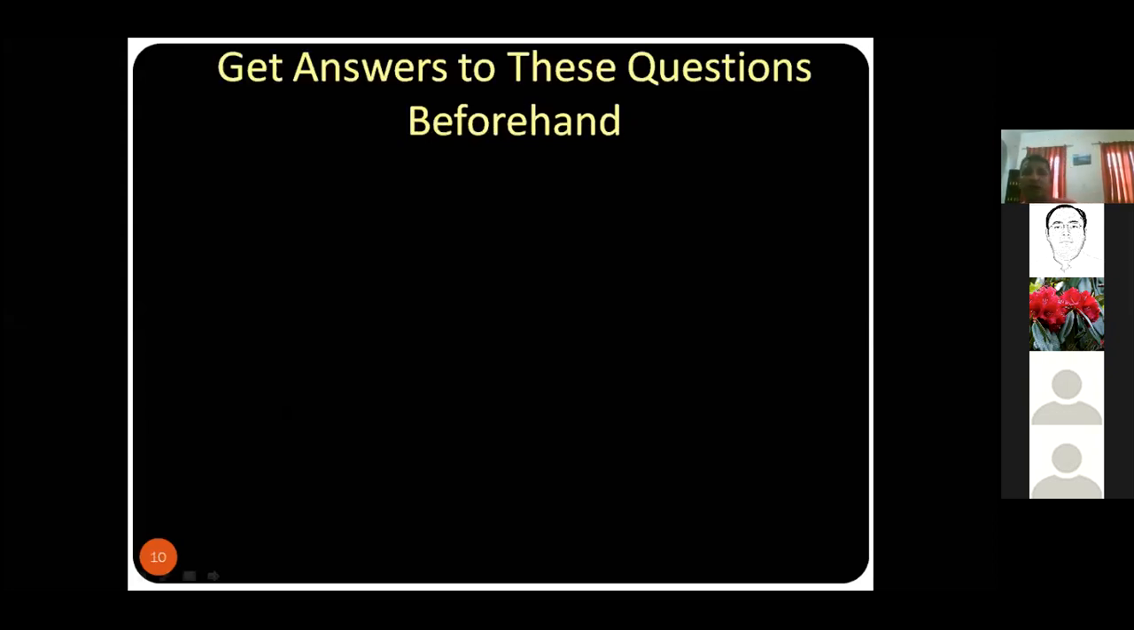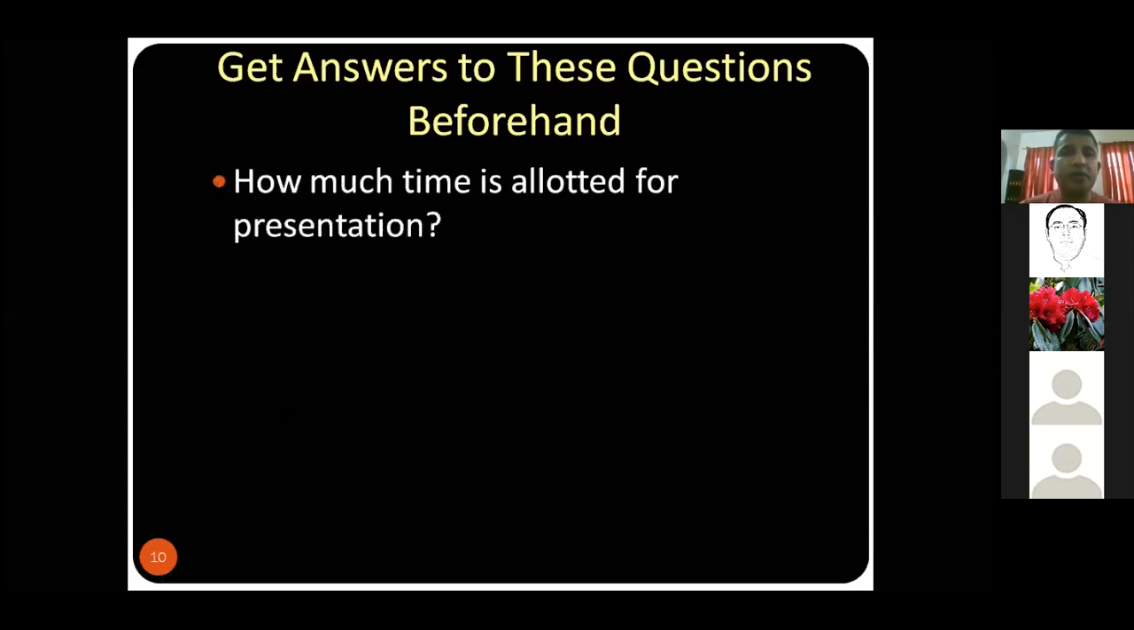We need to have some answers to some questions before we are ready for a presentation. How much time is allotted for the presentation? If I am given 10 minutes, 20 minutes, or 40 minutes, then according to the time, I will be tailoring my presentation. This is the most important thing. If our abstract is accepted at international conferences, maybe 15 minutes is the maximum time we get. For a free paper, we get 8 minutes. Then according to that, we have to tailor the information we are going to say.